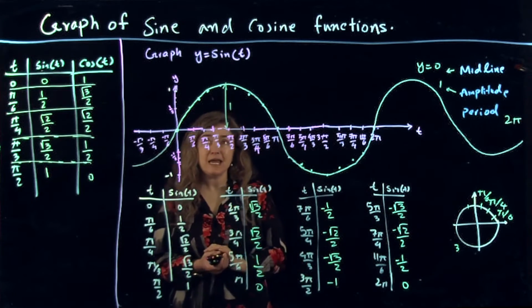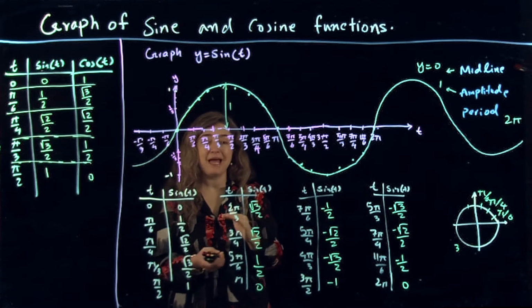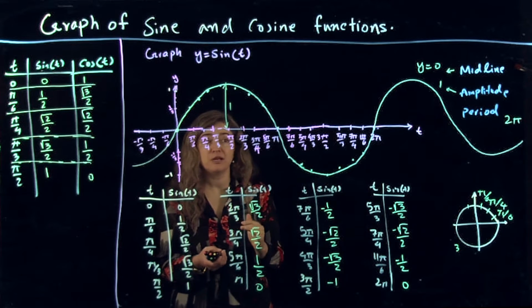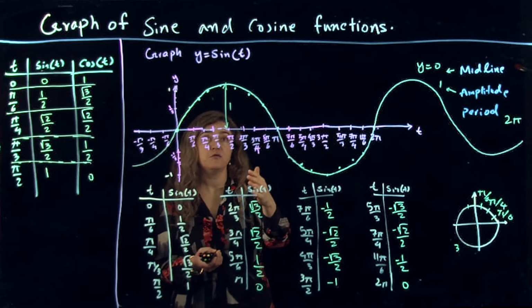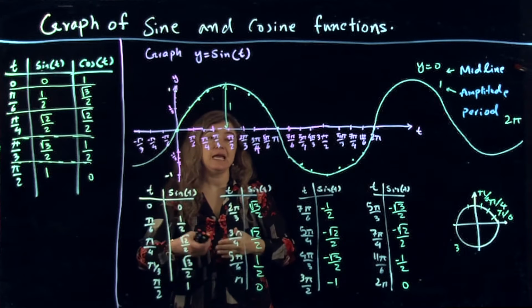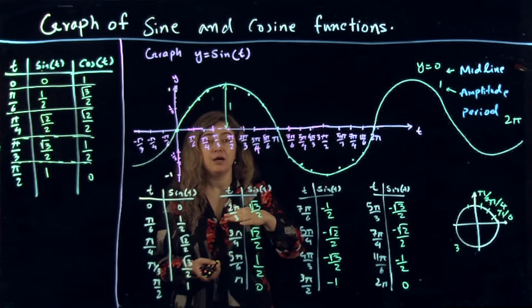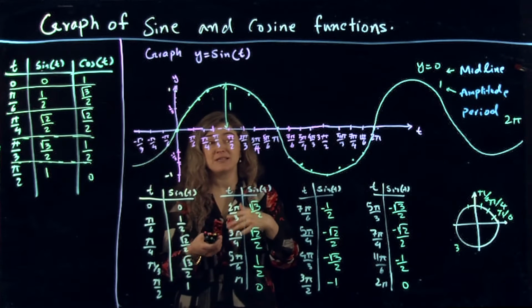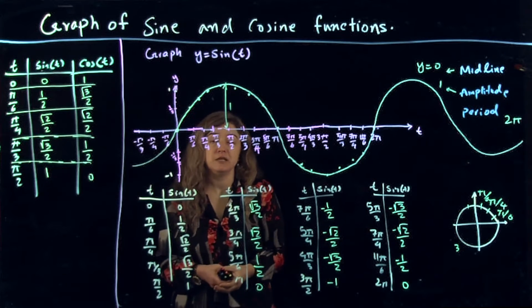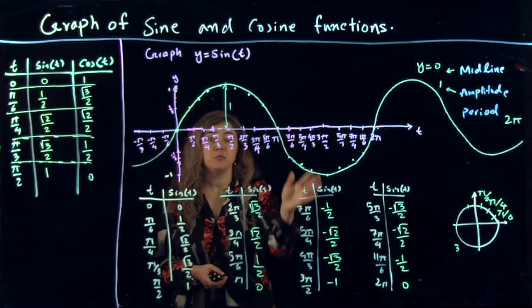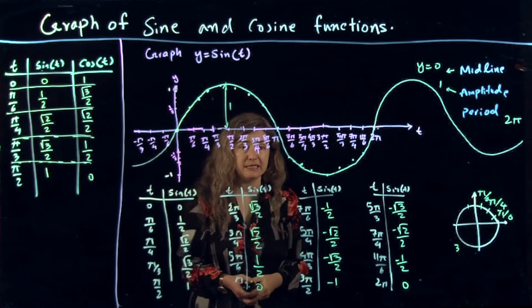So the next part, we're going to come back and try to do the same thing for cosine of t, and then we would discuss all the transformations that we can do in either of the functions. So I'm going to erase the board and continue.